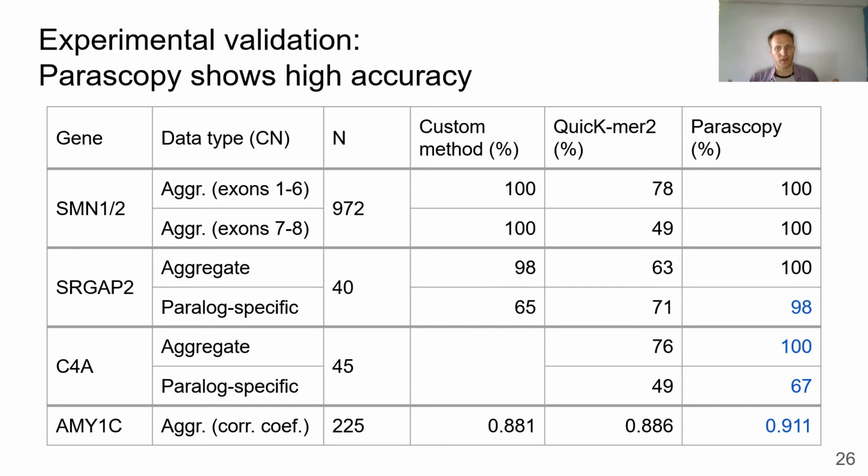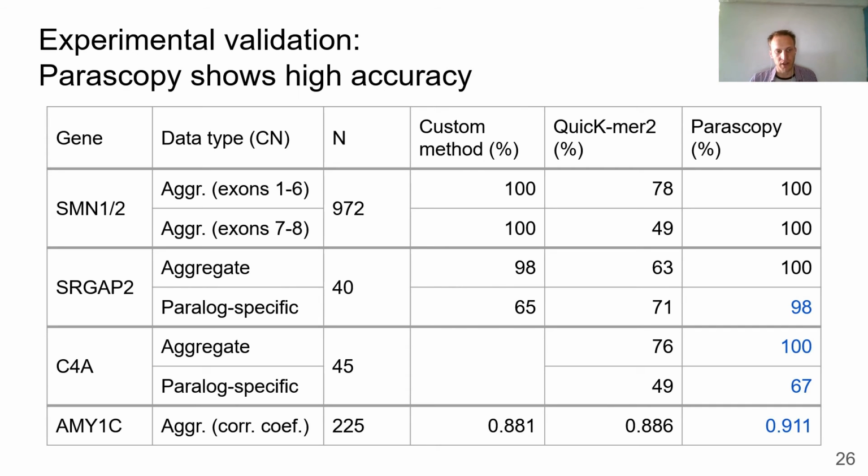QuickMare2 has lower accuracy compared to Parascopy or a custom method. For SRGAP2, Parascopy and the custom method have almost perfect accuracy for aggregate copy number, but for paralog-specific copy number, Parascopy has better results than the custom method. QuickMare2 has lower accuracy than Parascopy in both cases. Next, for C4A, we looked only at QuickMare2 and Parascopy has higher accuracy than QuickMare2 in both aggregate and paralog-specific copy numbers, but you can see that paralog-specific accuracy is not 100%.